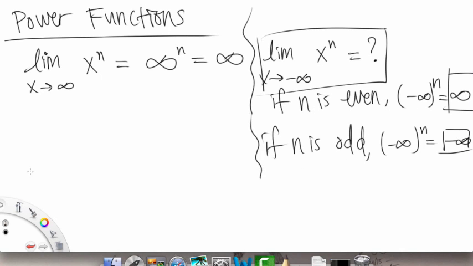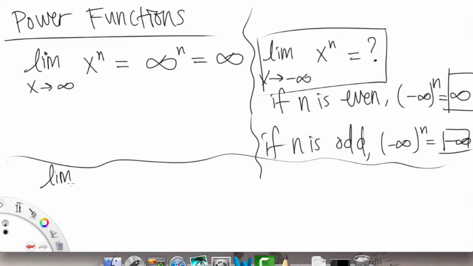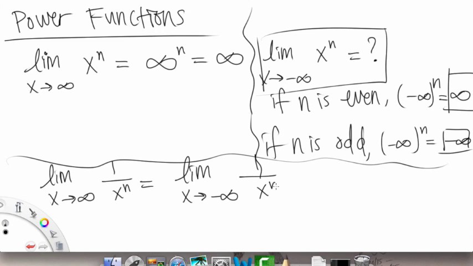Now for the last case that we'll look at for power functions: what if we have the limit as x goes to infinity of 1 over x to the n? This is going to be equal to the limit as x goes to negative infinity of the same thing, 1 over x to the n.